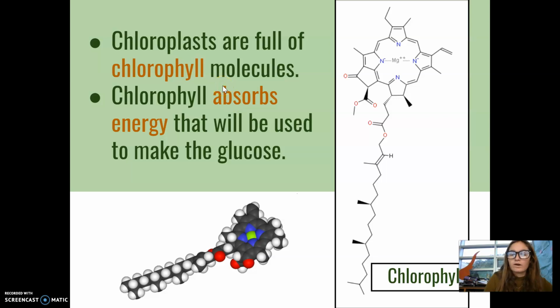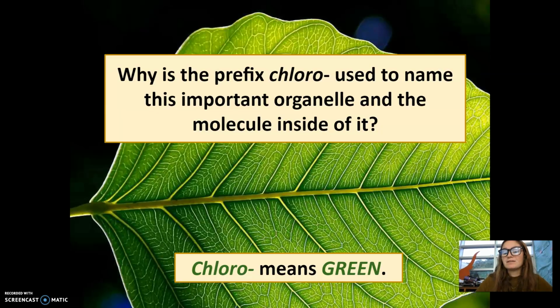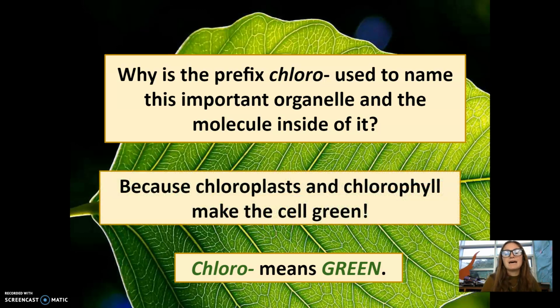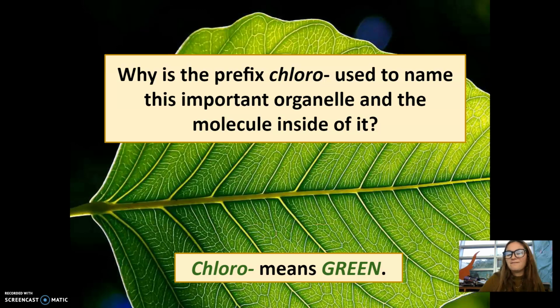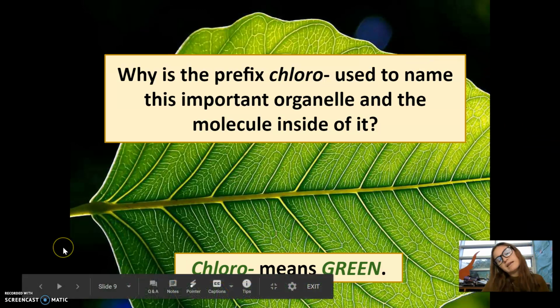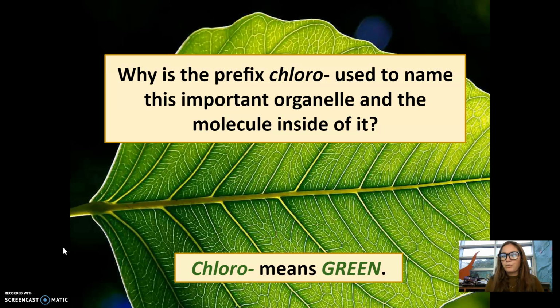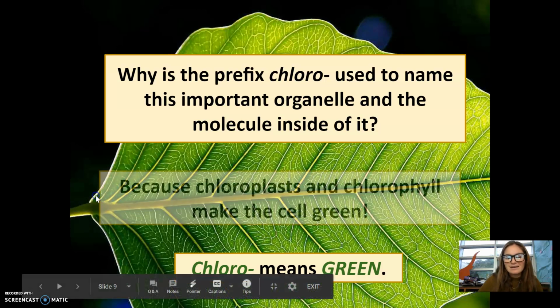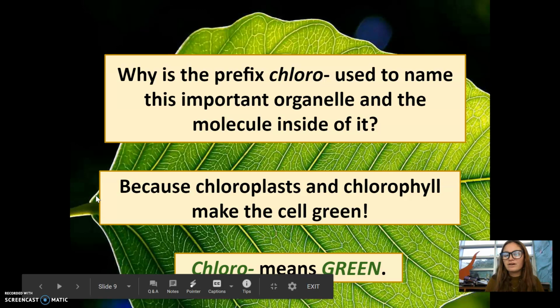Found within the chloroplast, we see a molecule called chlorophyll. Chlorophyll absorbs energy that will be used to make glucose, and it's also known as a pigment. You'll notice that both chloroplast and chlorophyll start with the prefix chloro. Chloro means green. It makes sense because they make the plant green. In fact, if we take a look at this image in the background, this beautiful leaf, almost like an elephant ear, it's really green. That's because of these guys, chloroplasts and chlorophyll.